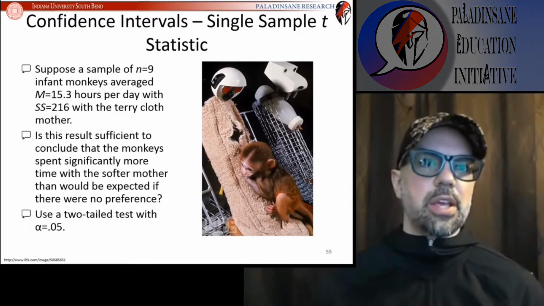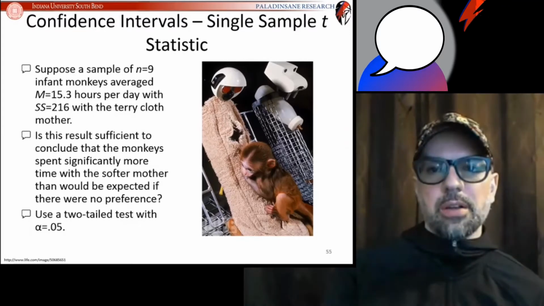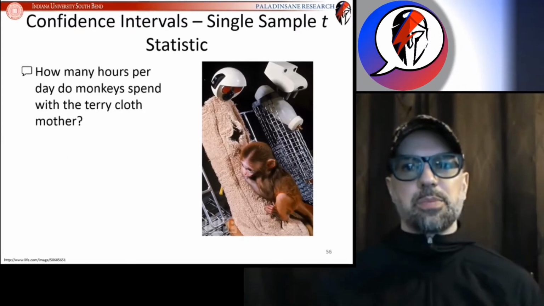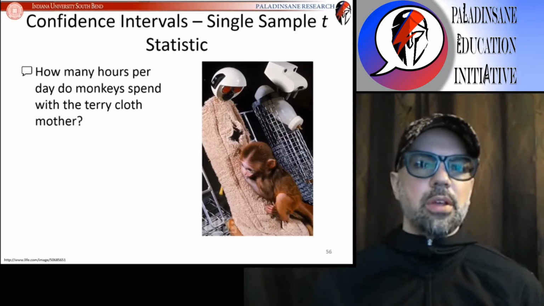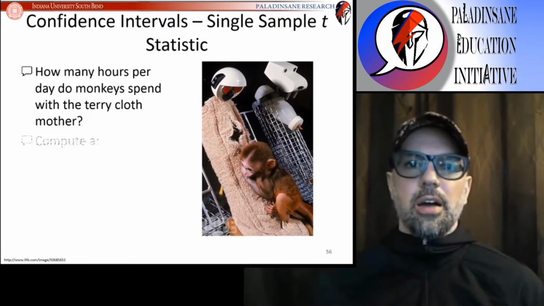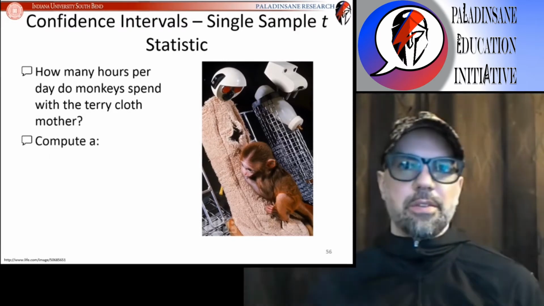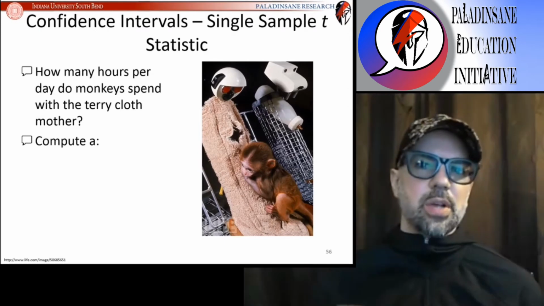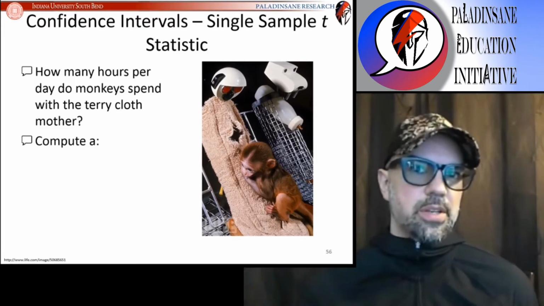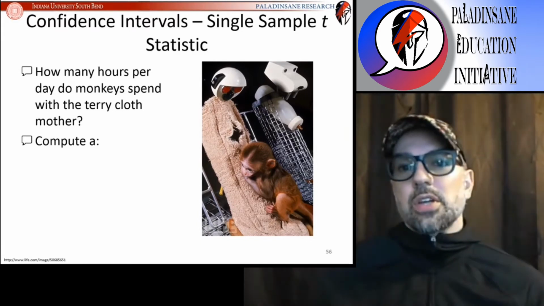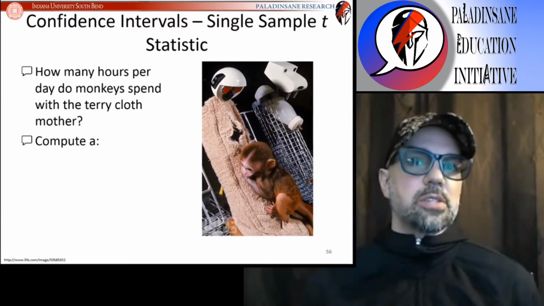We already know that they spend more time with the terry cloth mother. Now we're going to answer the monkey sanctuary's question, not whether they spend more time with the terry cloth mother, but how many hours per day do they spend with the terry cloth mother? So we're going to compute various ranges of confidence intervals for one reason, to show you how to do this for various different ranges, but also to illustrate the principle of how these confidence intervals change as you compute different ranges, and to give you insight into one of the applications for this.